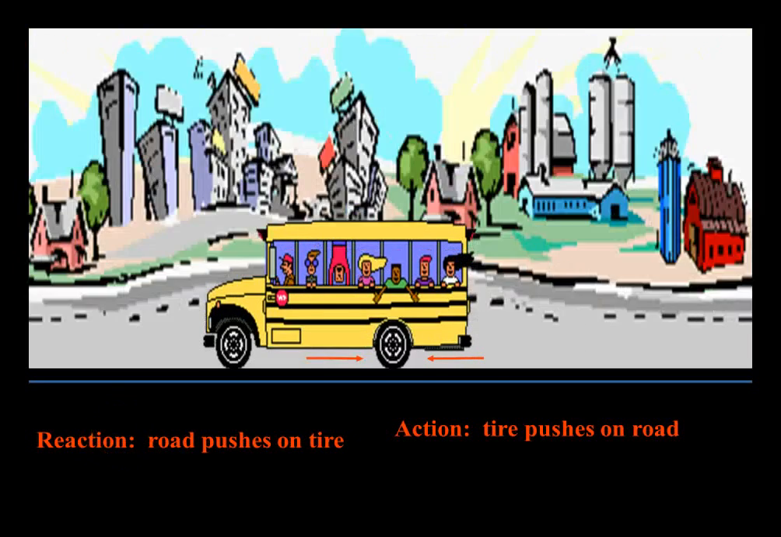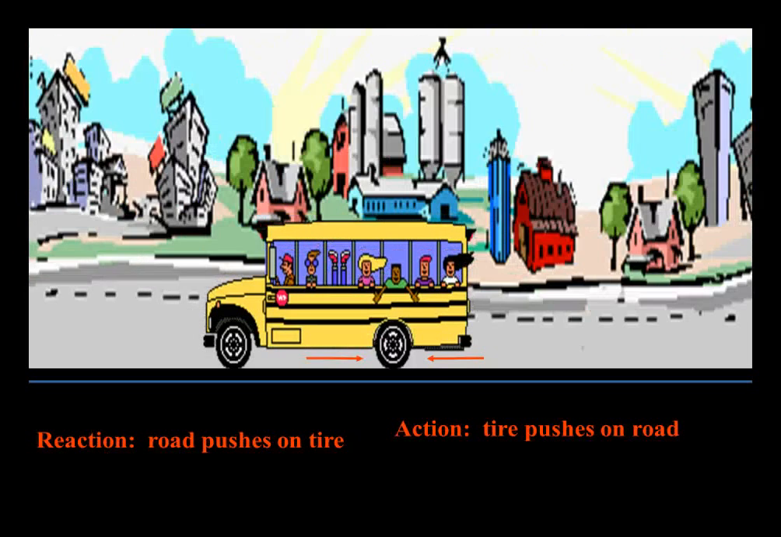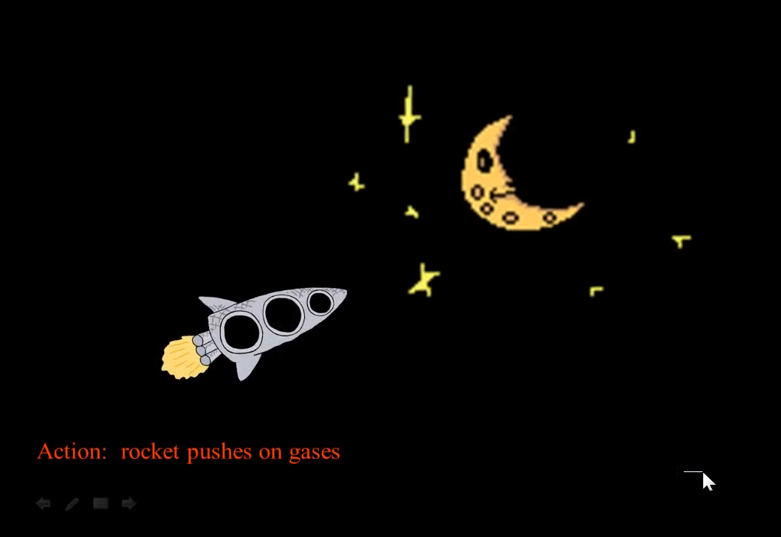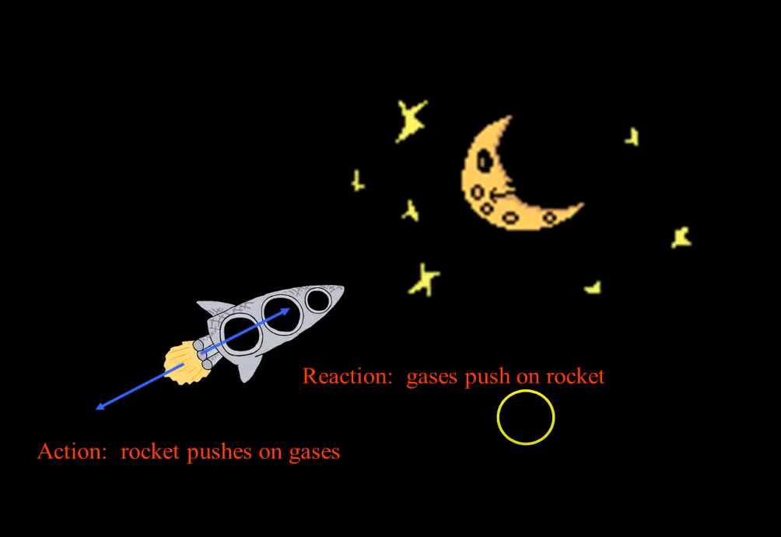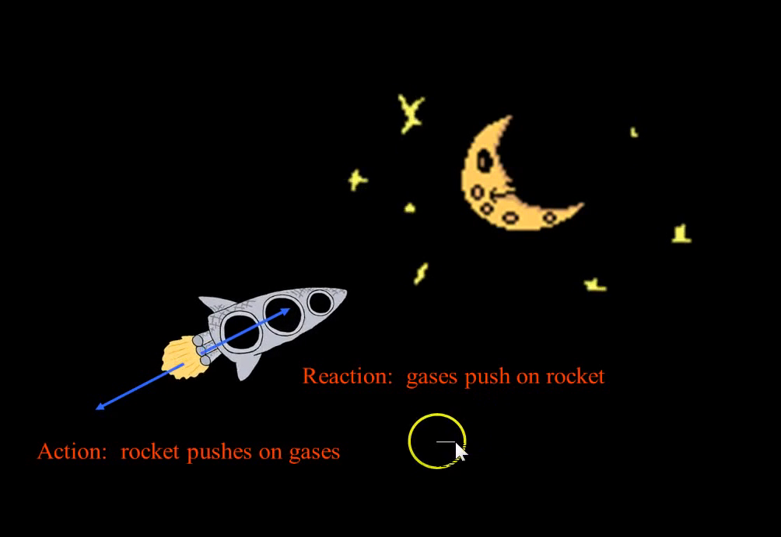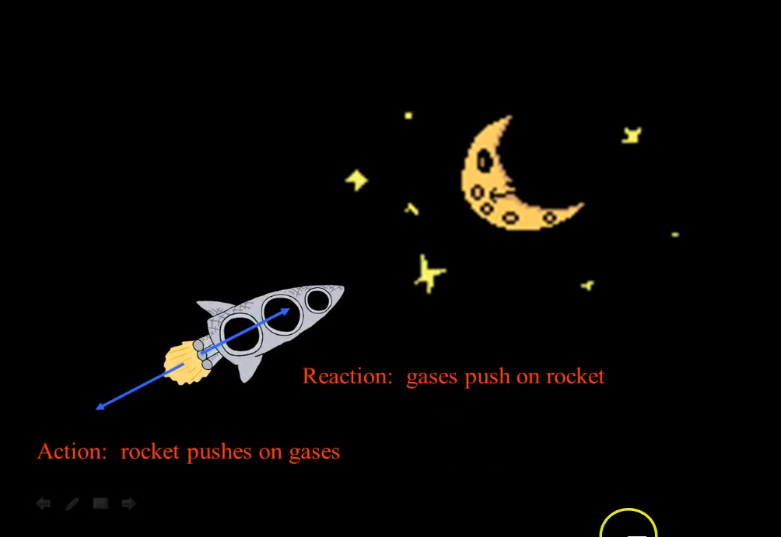And the evidence of this is you can see as tires get older the wear and tear on the tires. So the action force here, the rocket pushes on the gases. The reaction force is the gases push on the rocket, propelling it into space.